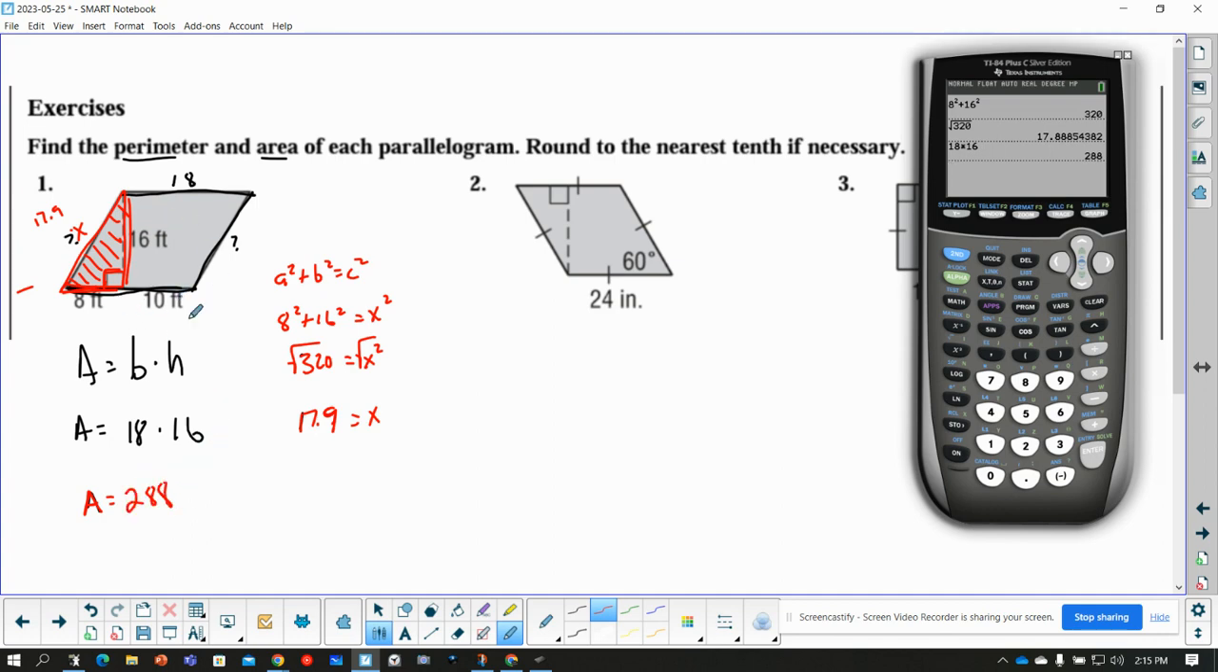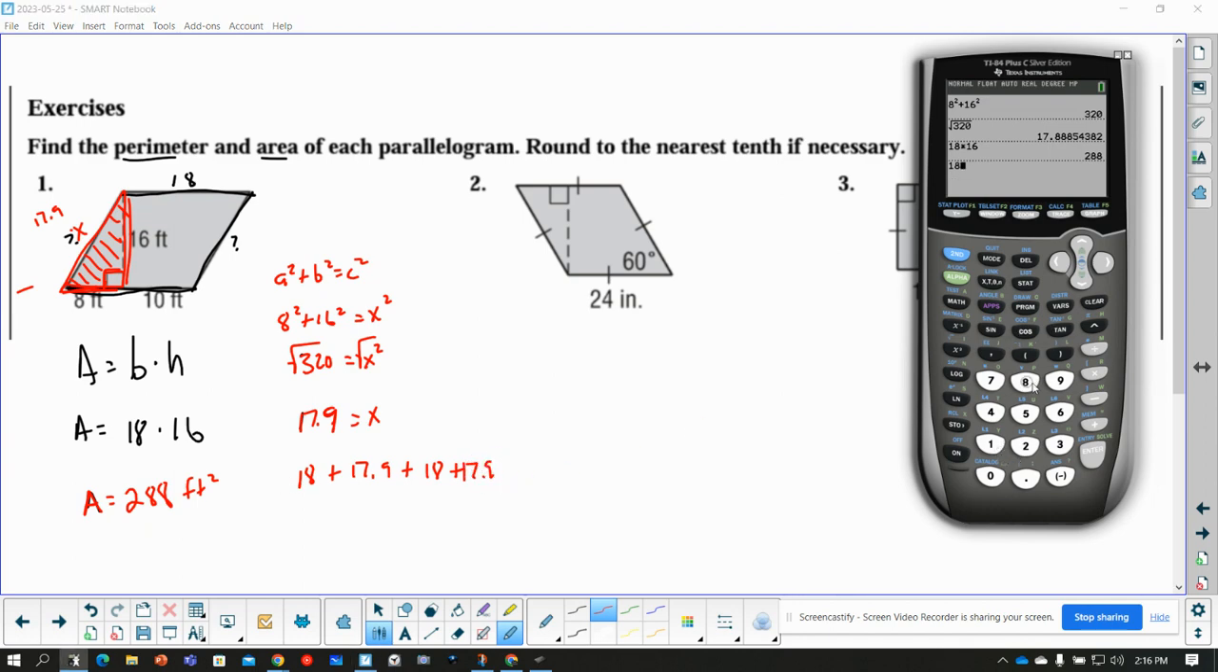And it's an area problem, so that'd be feet squared. The perimeter, I need to add up all four sides. We know that one side is 18, one side is 17.9 we found. Next side is 18, and then the last side is 17.9. So we need to add up those four sides.